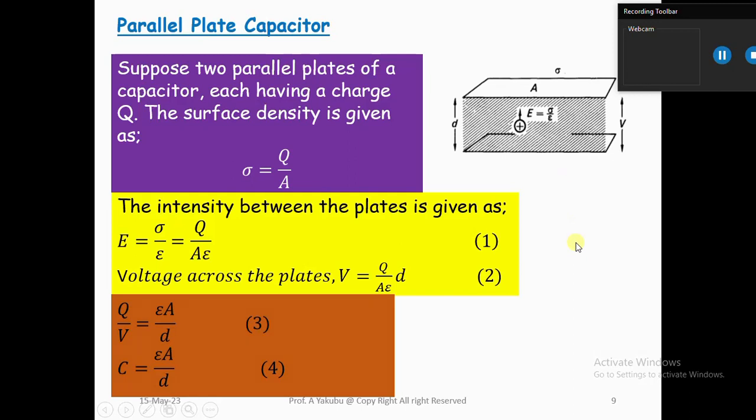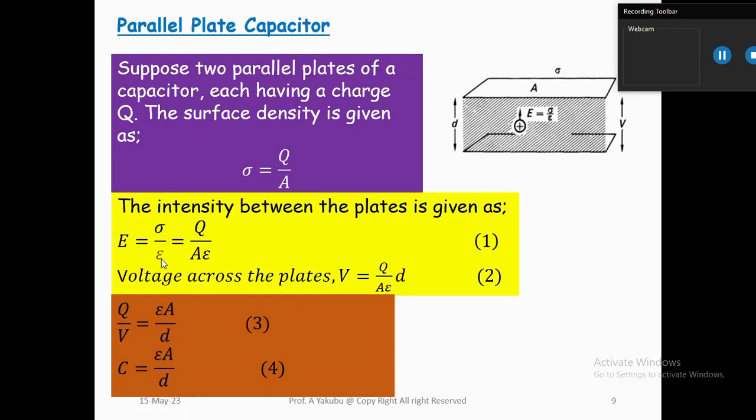Parallel plate capacitor. Suppose two parallel plates of a capacitor each have a charge Q. The surface density is given as, remember our surface density in our last lesson, the charge is surface density times area. Therefore the surface density is charge divided by area. And electric field intensity, if you have not forgotten, is the surface density divided by the permittivity.